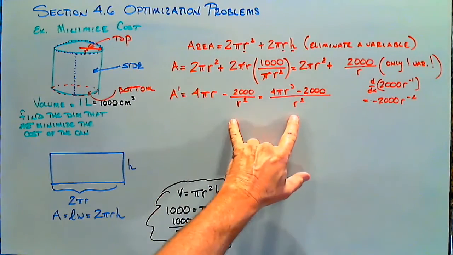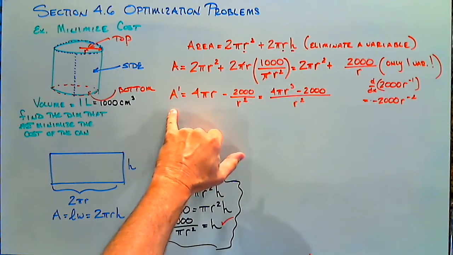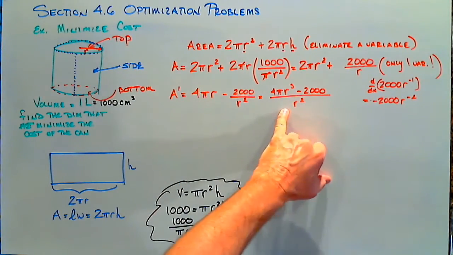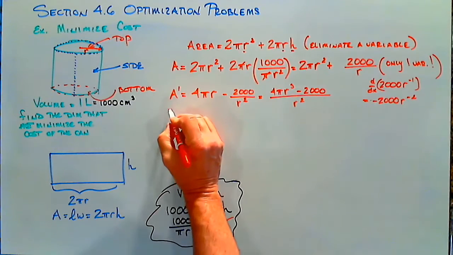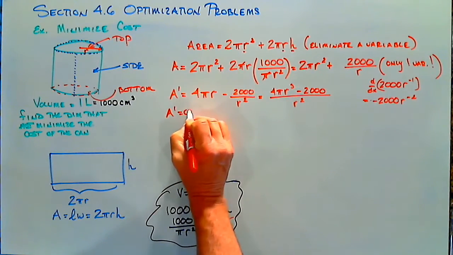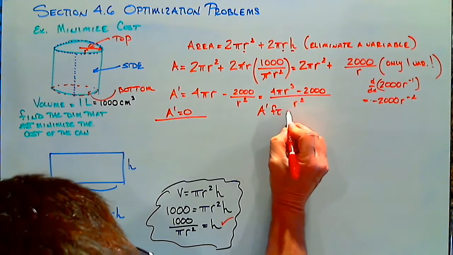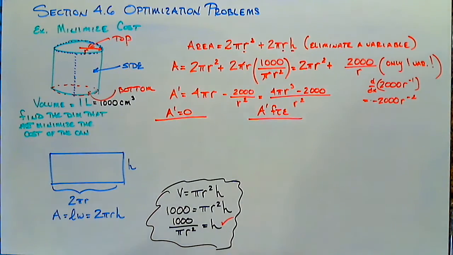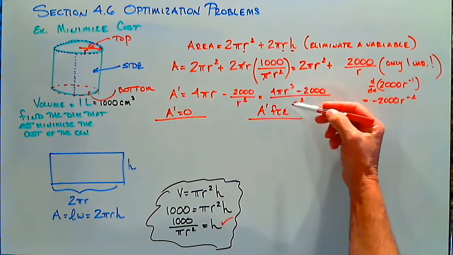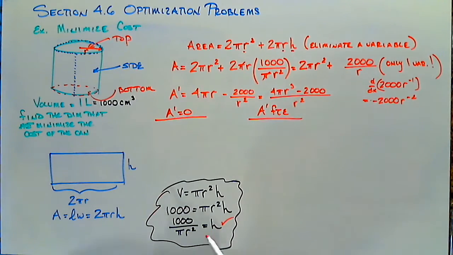So where do we move from here? Well, we have our derivative. We have it written here. And now we're going to have to answer those two questions we always answer. When does a prime equal 0? When does a prime fail to exist? Those are the two questions. Now this is a fraction. Fractions equal 0 when the numerator equals 0.